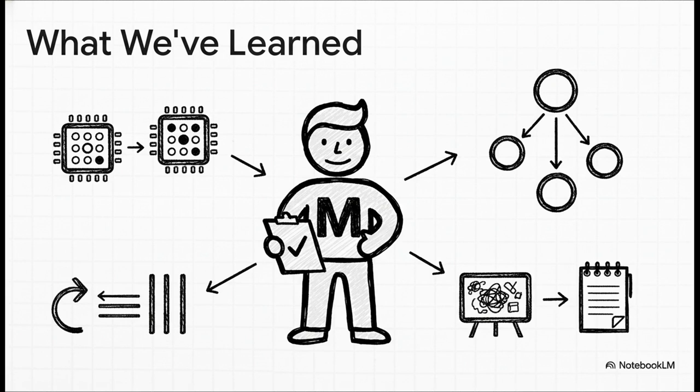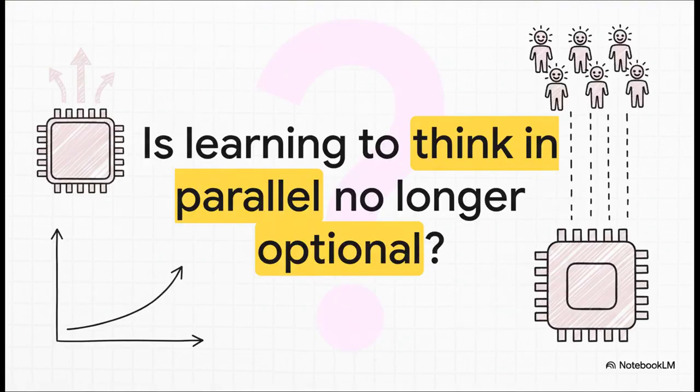This way of thinking powers everything from huge scientific simulations to the amazing graphics in your favorite video games. And that brings us to one last thought. We are seriously reaching the physical limits of how fast we can make a single processor core. Moore's law is slowing down. So if we can't make one worker any faster, the only real way forward is to use more workers. And that leads to a really important question. In the future of computing, is learning to think in parallel no longer just a neat trick, but an essential, non-negotiable skill?